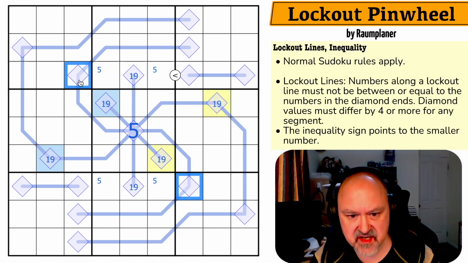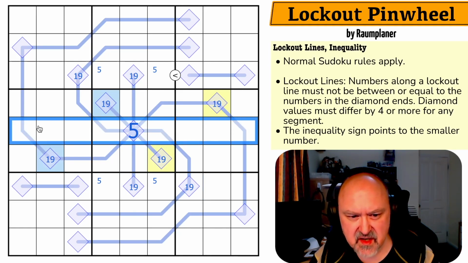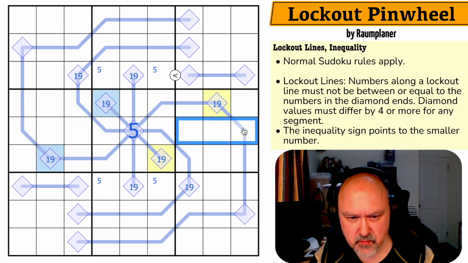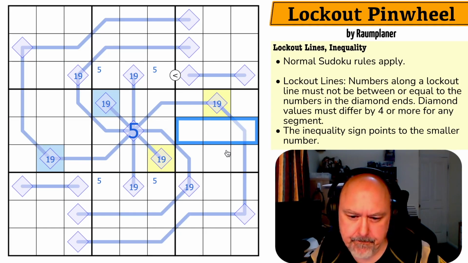Well, actually, these are also 1 and 9 because they have to be 4 different from 5. So these are also 1 and 9, giving me a 1-9 pair in this row, 1-9 pair in this row, 1-9 pair in this row. I need to put 1 and 9 in here. So yellow is in one of those 3. Blue is in one of those 3. This is interesting. Still haven't figured it out though.